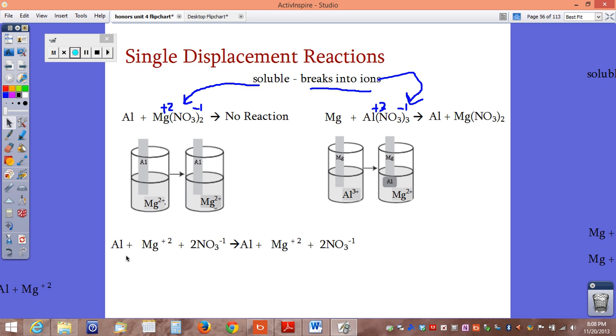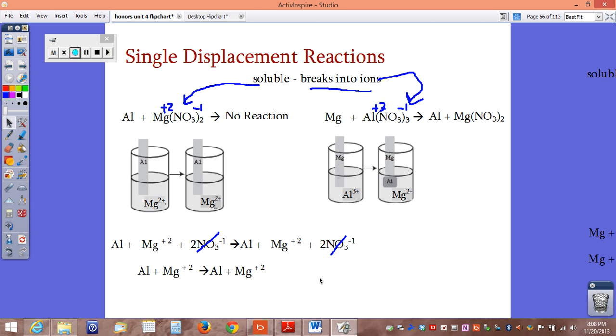Because there's no reaction, all the reactants are also your products. Now you can see that the nitrate never changed. So we're going to cancel those out, and our reaction will end up being the following. Aluminum plus magnesium ions results in aluminum and magnesium ions, or really a no reaction.